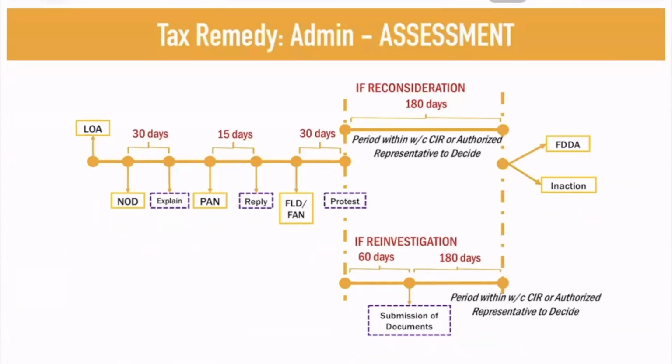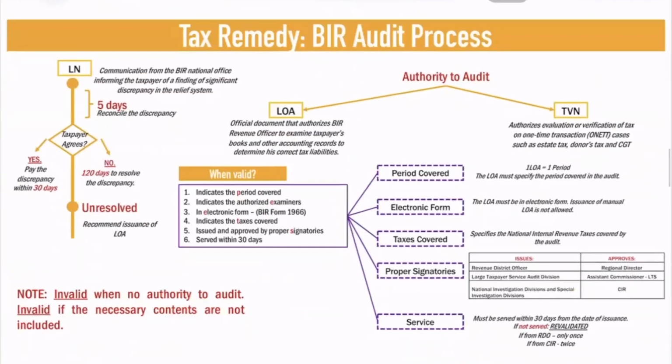So basically, let's just look at this first, and then after that, let's look into it in depth. First, it starts with a letter of authority, and then we have your notice of discrepancy, then explanation, PAN, reply, FLD FAN, protest, and a protest can be reconsideration or reinvestigation. Then we have FDDA or inaction of the BIR. So this is only the process. As a rule, however, we will look into it one by one. So let's start first with your LOA. How does your LOA start?